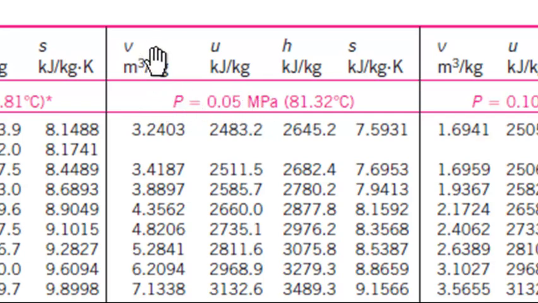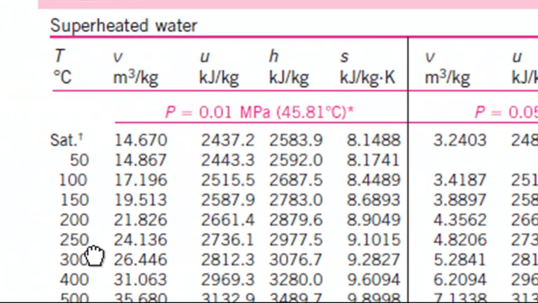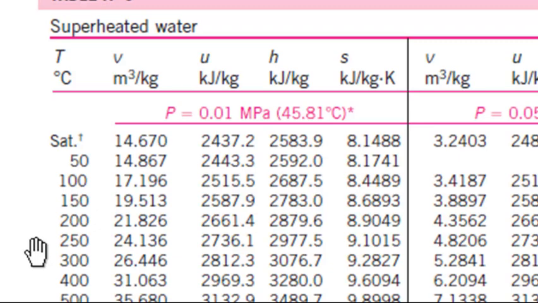And now we know the specific volume. That locates us on this diagram. This is 0.05 megapascal, specific volume of 4.8 cubic meters per kilogram. That puts us on this line. I could use that now to calculate the temperature under those conditions, so we can get the exact temperature.